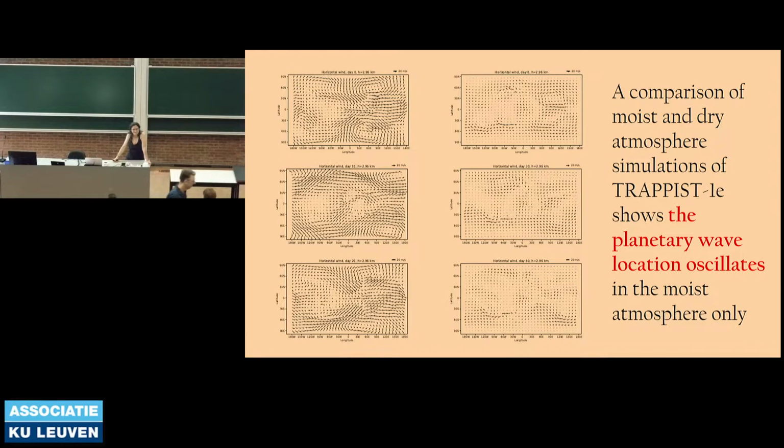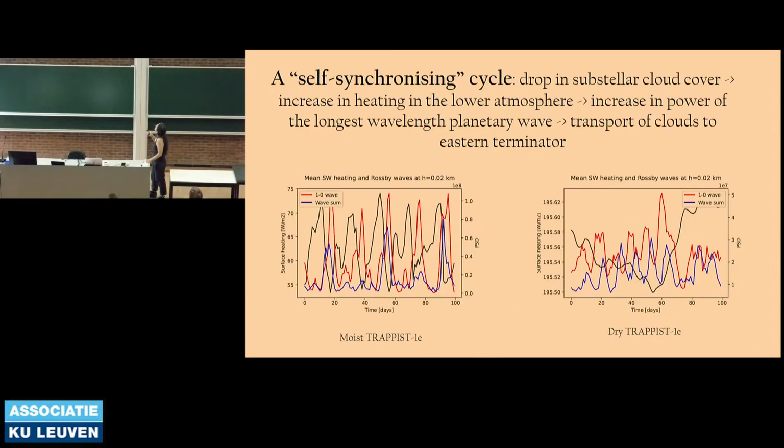Thanks for a very nice talk, Maureen. I had a question about the self-synchronizing mechanism that you showed. So could you go back to the mechanism? This one or the one before? Yes, this one. Okay. So after step 2, if you have the increase in heating in the lower atmosphere, have you looked at how that would affect convection, and then how that would go back to the drop in your substellar cloud cover?